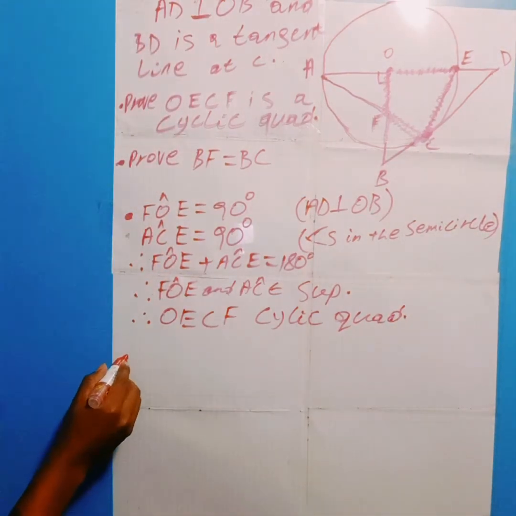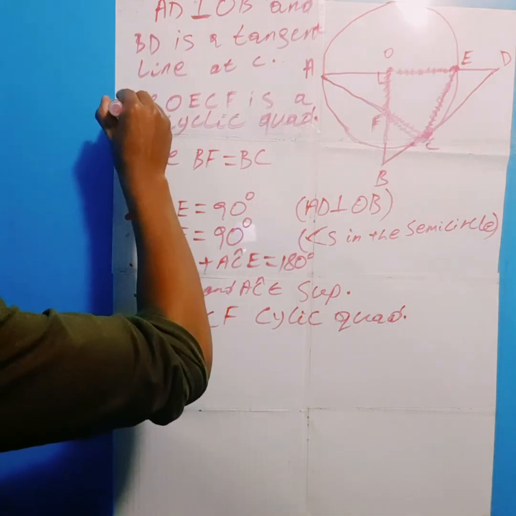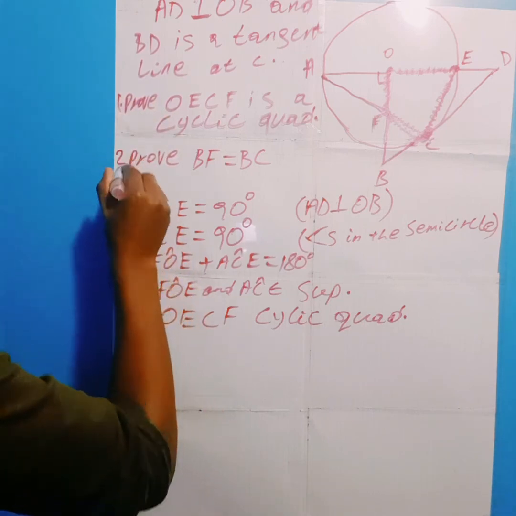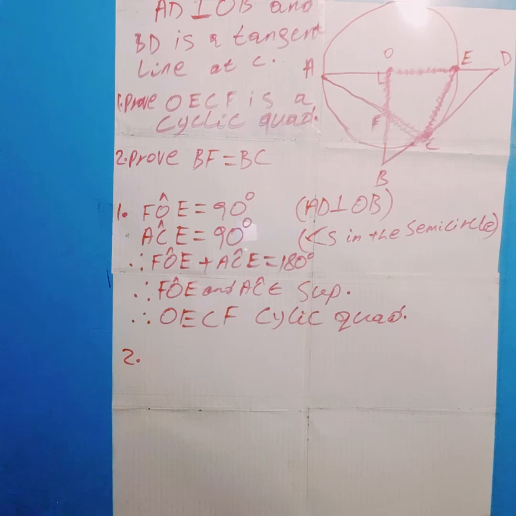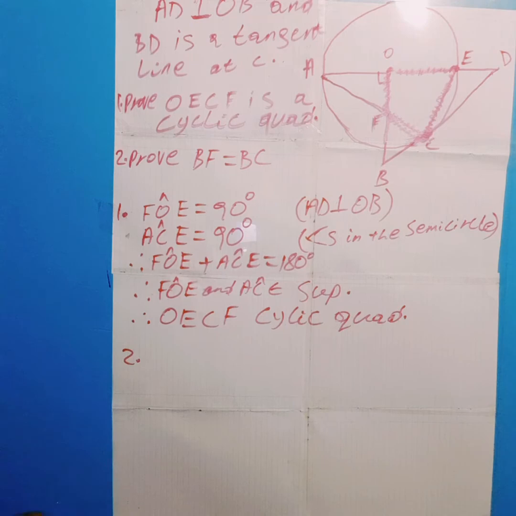So now we do the second proof. This is the first one, so you have done it here. Now let's do the second one. You need to prove that this line is equal to that line there. You already proved that this one is a cycle quad. So now you know the exterior angle of a cycle quad is equal to the opposite interior angle.